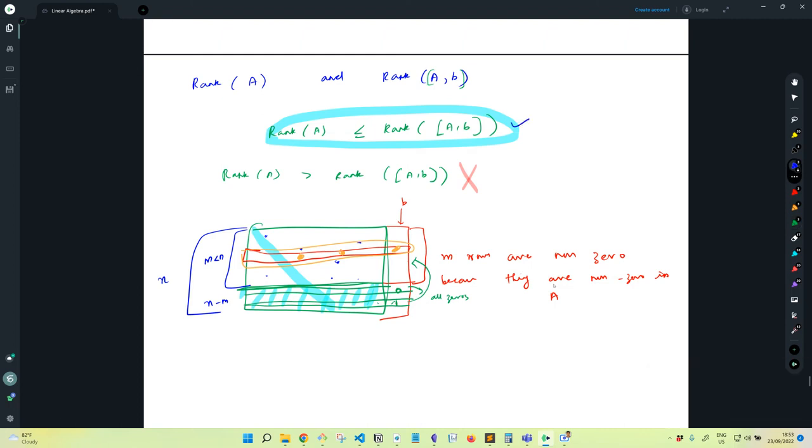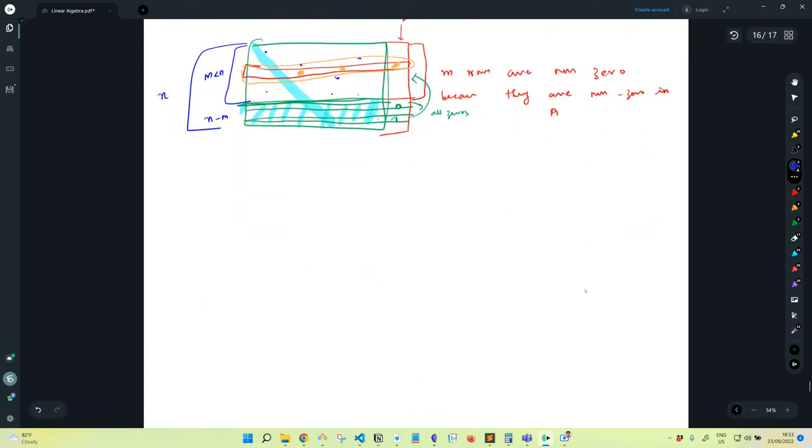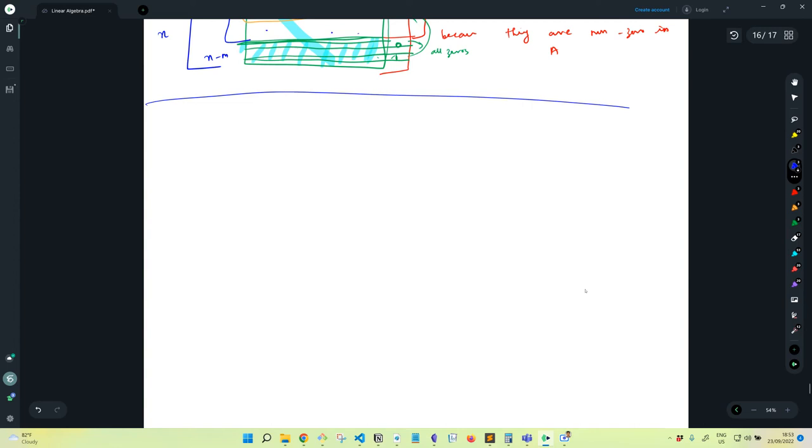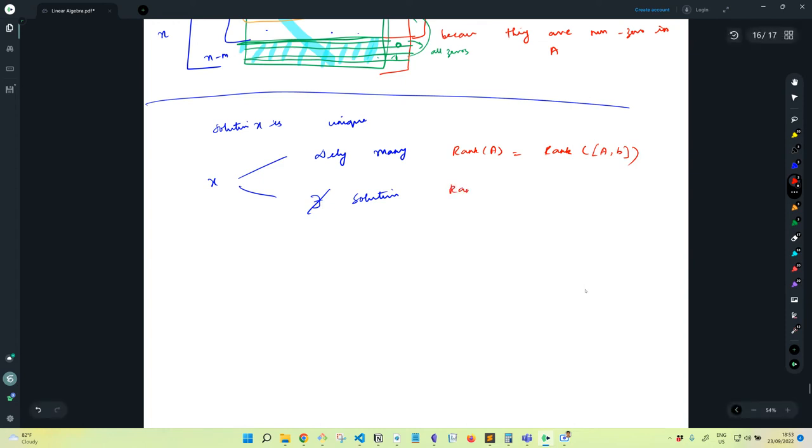So basically, this inequality is always true. Now, let me summarize the story so far. We know the condition when the solution x is unique. Now we need to find out when the solution x is infinitely many and when there exists no solution. It turns out the condition for infinitely many is when rank of A equals rank of the augmented matrix A comma B. And you get no solution when rank of A does not equal rank of A comma B.